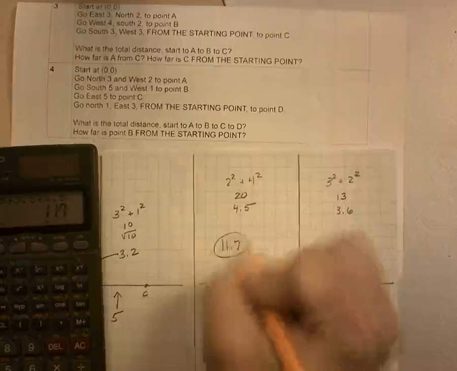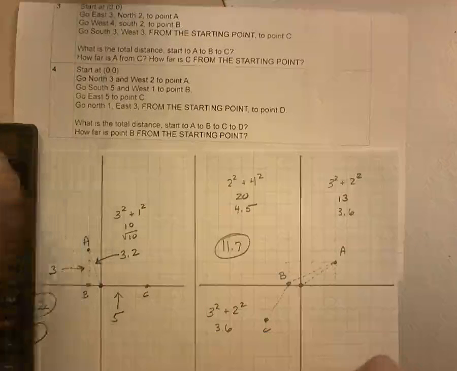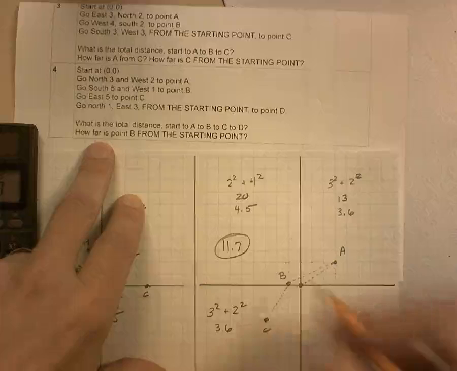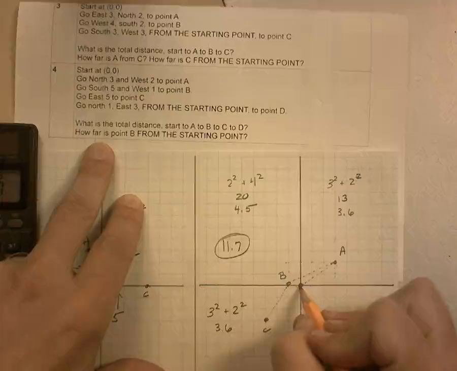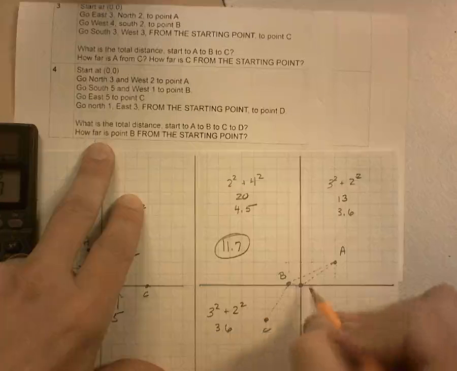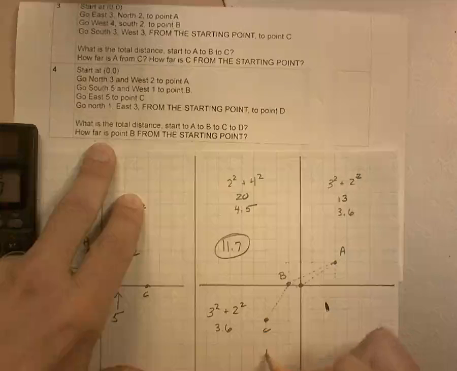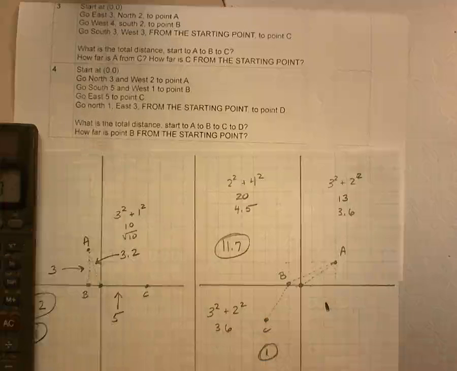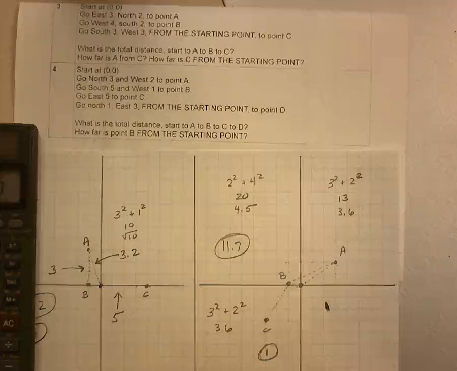So the total distance is 11.7, but it also says how far is point B from the starting point. Oh, well, that's nice. Looks like it's just 1 unit from the starting point. So I have it as 11.7 and 1. My answer key says 11.7 and I did the wrong one here.